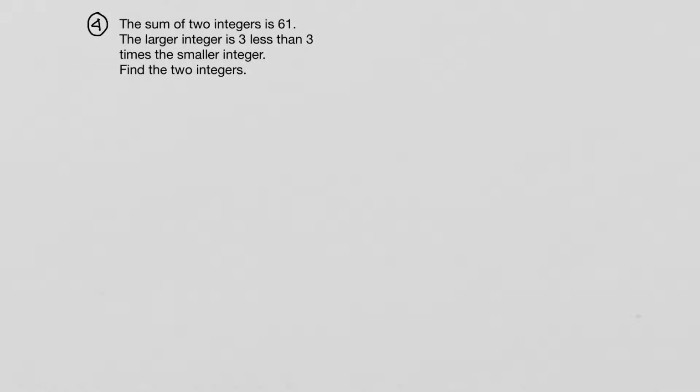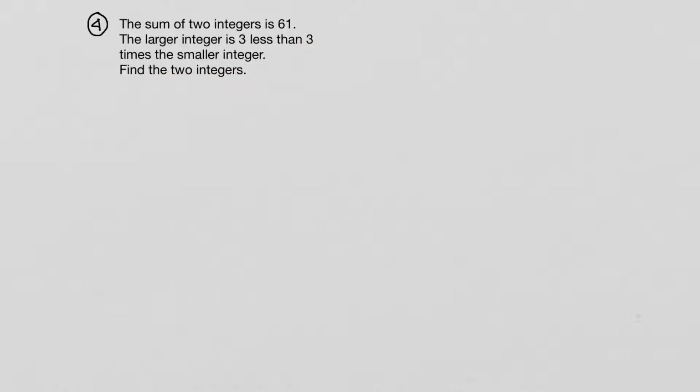Now here in problem 4, we've got this word problem, and let's see if we can just read it through. It says the sum of two integers. So I'm thinking I've got two numbers, two integers, and they add up to 61. All right, now the larger integer is 3 less than. Now there's that less than business, so we know whatever follows less than, that's what comes first. So we're asked to find the two integers.